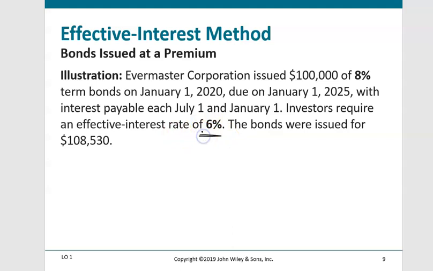So if the market is offering 6% and Evermaster's bonds are paying 8%, many people are interested, which raises the price of the bonds, and the bonds are not going to be issued for 100,000. The bonds were issued for 108,530.